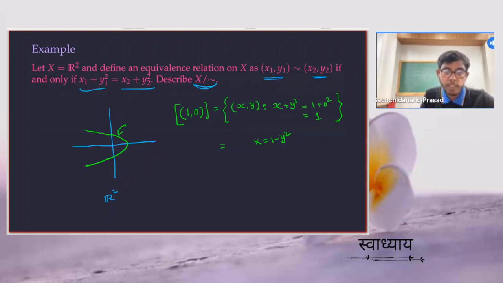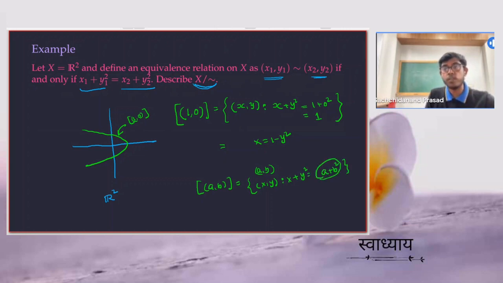So this is the equivalence class of (1, 0). And you see that if I want to find the equivalence class of any element (a, b), then what is the equivalence class of any point (a, b)? This is equal to the set of all (x, y) in R^2 such that x plus y squared equals a plus b squared. And this is some constant, so let's write c. So what is this? This is a parabola, x equals c minus y squared. So I'll be getting a bunch of these.